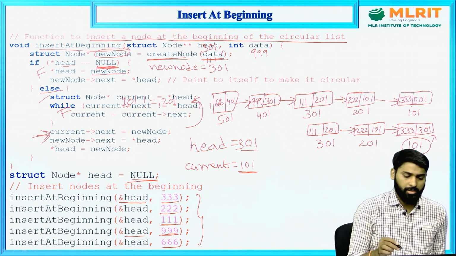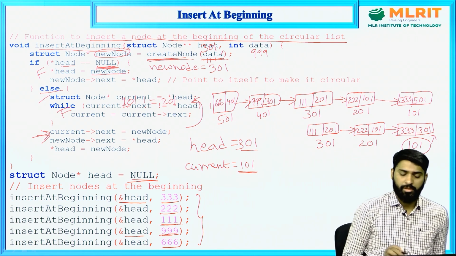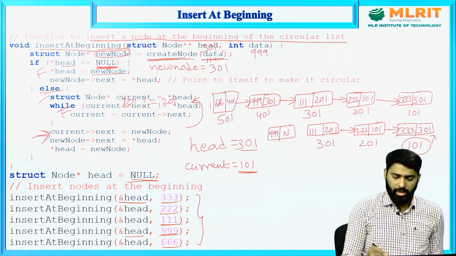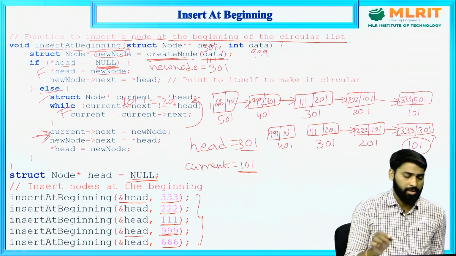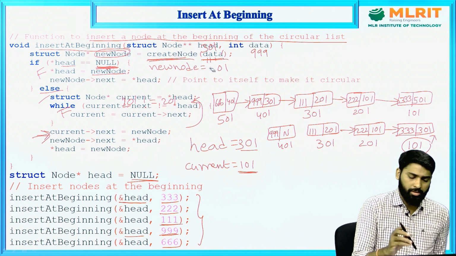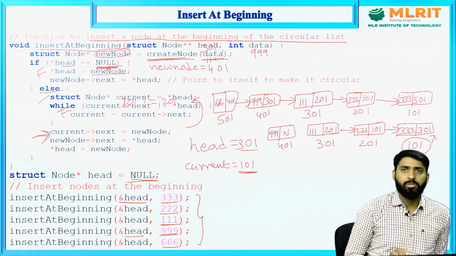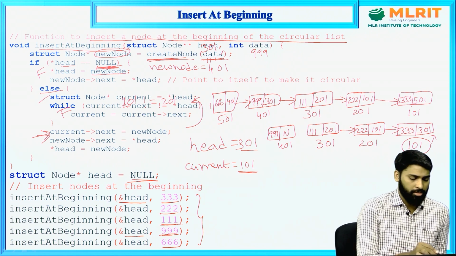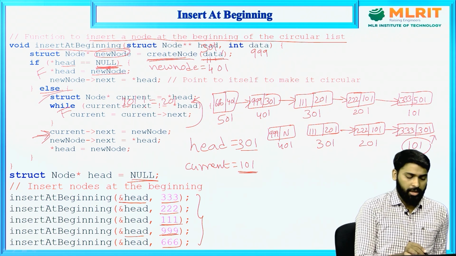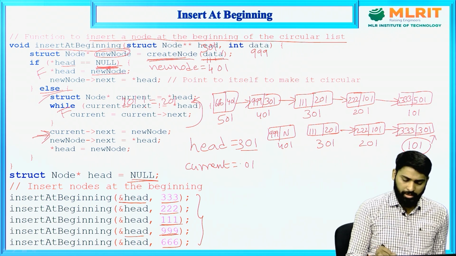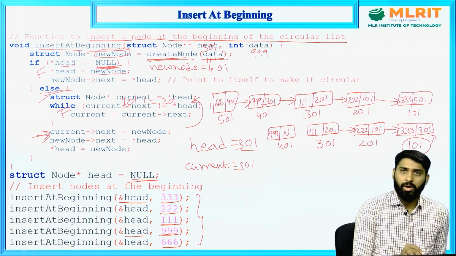Okay. So now again we call the create node. One new node is created, we insert the data and make the next a null, and let us assume this is the address, 401, assigned to the new node. Now this is the 401. Again you check head equals to null. It is false. So move to else and start traversing. So current equals now 301.